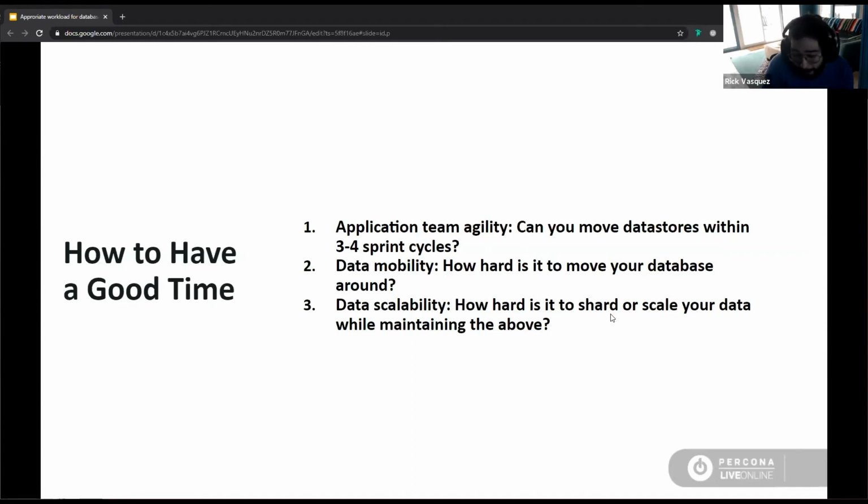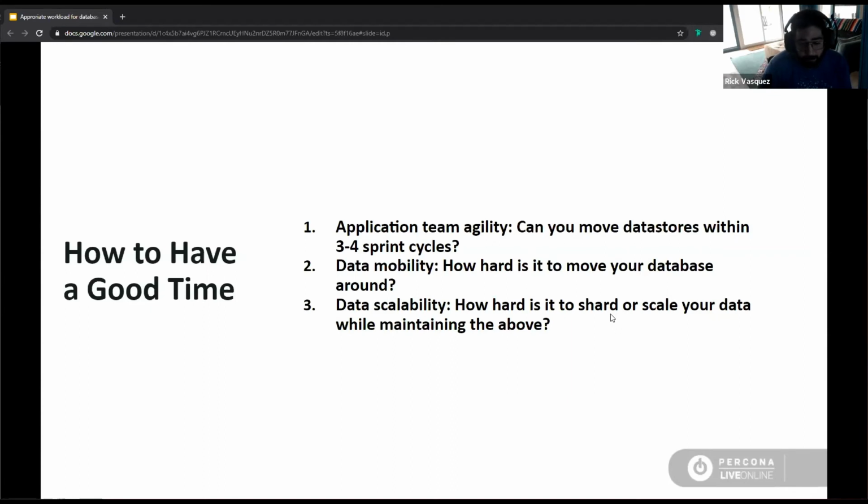So if it's going to take hours to do that and you need to shift and move around, you have that agility. Kubernetes allows you to deploy a cluster, have it up and fully running within a matter of hours. But if you can't get data over into that cluster that's running, what good is it for you? Right? So you're probably going to have a bad time if you can't move your database around.